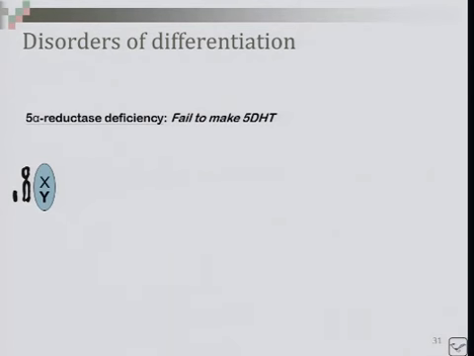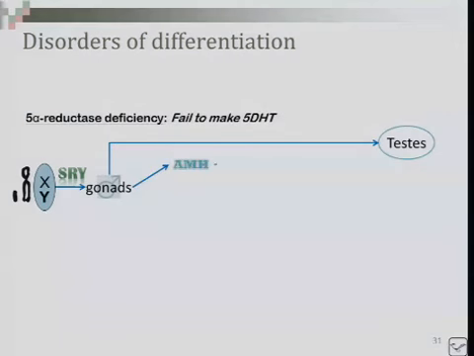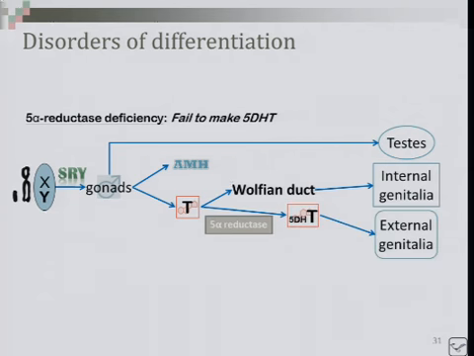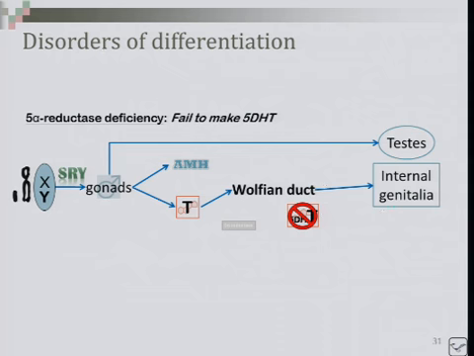Another fairly common disorder is the 5-alpha reductase deficiency. And these boys fail to make DHT in utero. So there's an XY phenotype. In the presence of SRY, the Mullerian duct atrophies, they make normal testes. They have the testosterone, so the Wolffian duct will go ahead and develop into more or less normal internal genitalia. However, with a deficiency in the 5-alpha reductase, the amount of 5-DHT is reduced. And so the external genitalia develop abnormally and are more female.